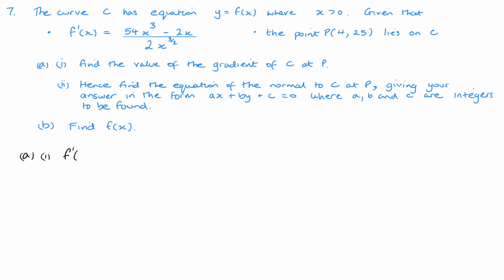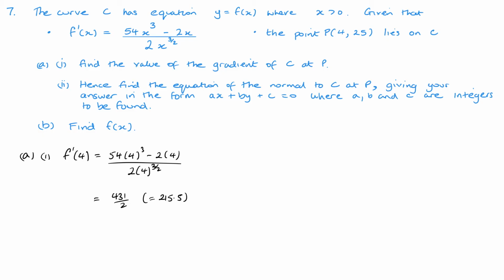So f dash of 4 is what we want, because up here there is a value for x. So 54 times 4 cubed, well, it's 2 lots of 4 over 2 lots of 4 to the power 3 over 2. And it's just a matter of simply inputting this into my calculator now. And the value I get is 431 over 2, or 215.5.